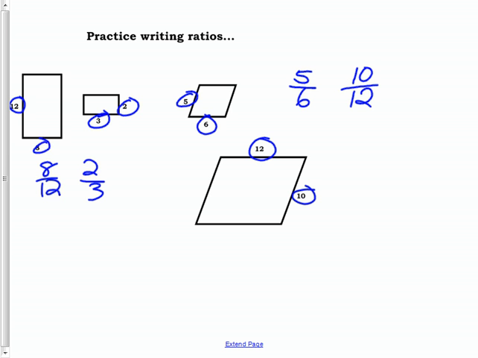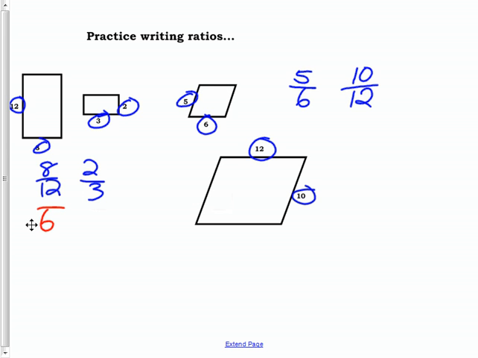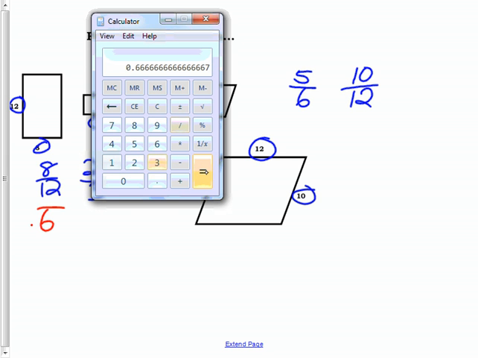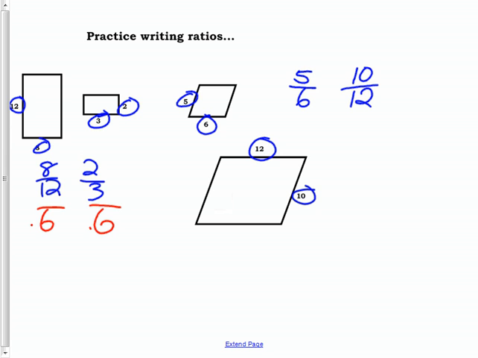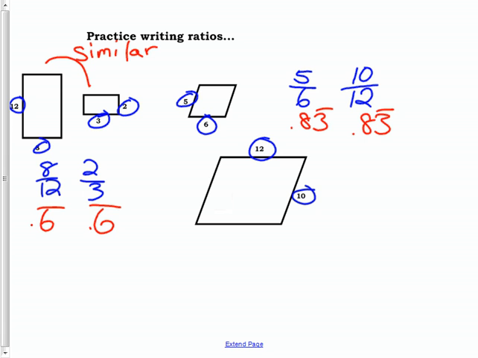Now, I'm going to break out my handy-dandy calculator right here, and I'm going to actually divide each of these. 8 divided by 12, we get 0.6 repeating. And then 2 divided by 3, we get 0.6 repeating. If we get two fractions that come out to the same number, 0.6 repeating, we know that these two are similar. Let's see if these two are similar by dividing that out. 5 divided by 6, 0.83 repeating. And the next one, 10 divided by 12, is also 0.83 repeating. We found two similar parallelograms here.